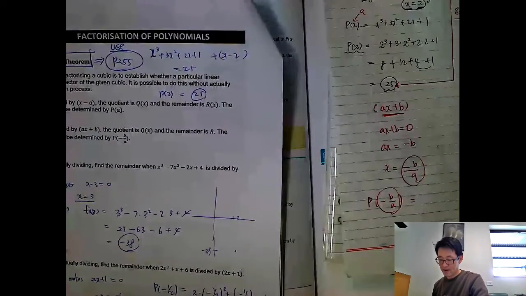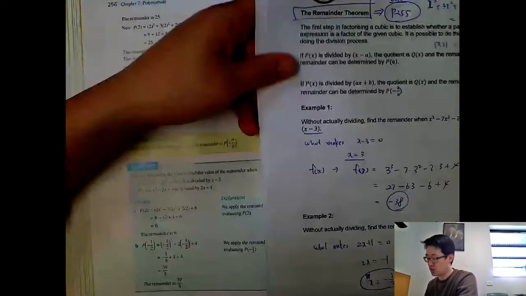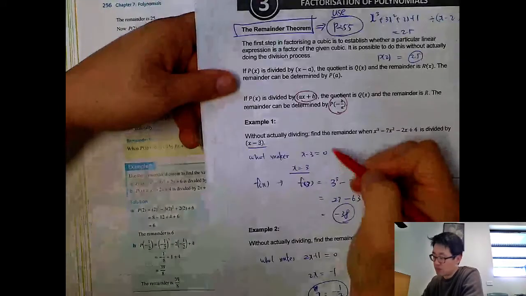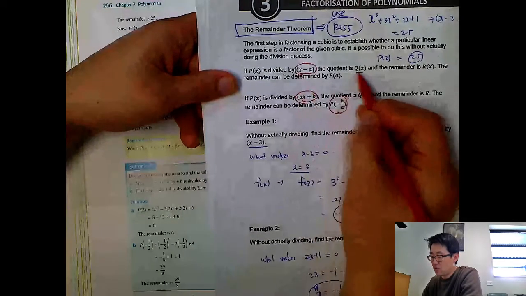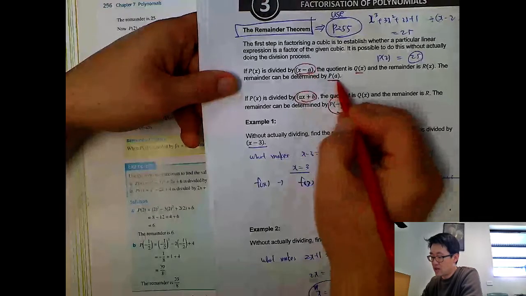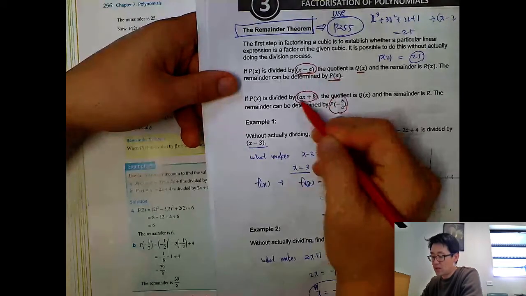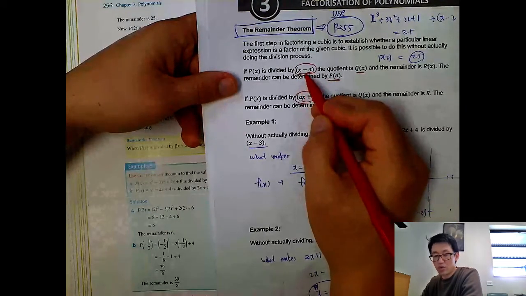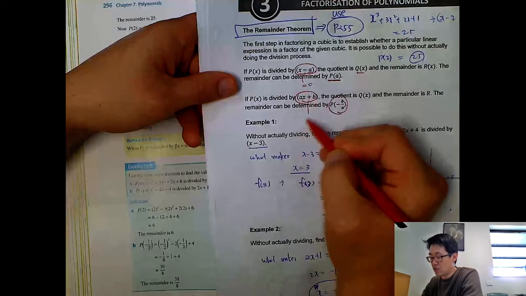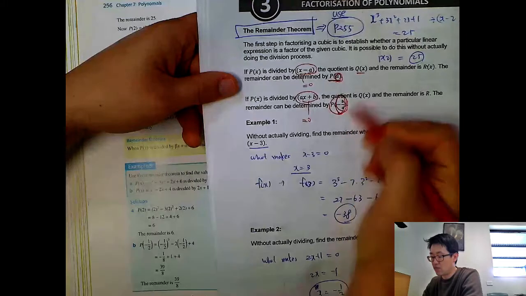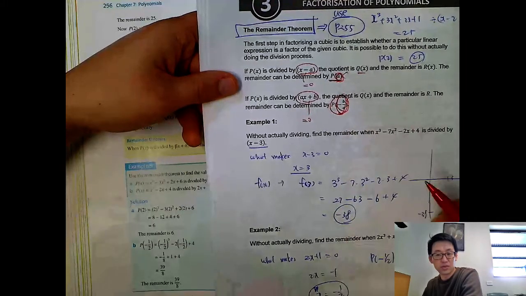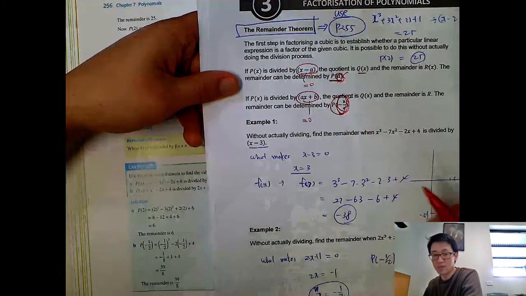So that's written here. When it is in x minus a form, we put that a into the polynomial. If it's ax plus b, all you need to remember is to make it equal 0. Then you will find what you can put into that polynomial. Sounds good? Yep. Okay. Let's just try that.